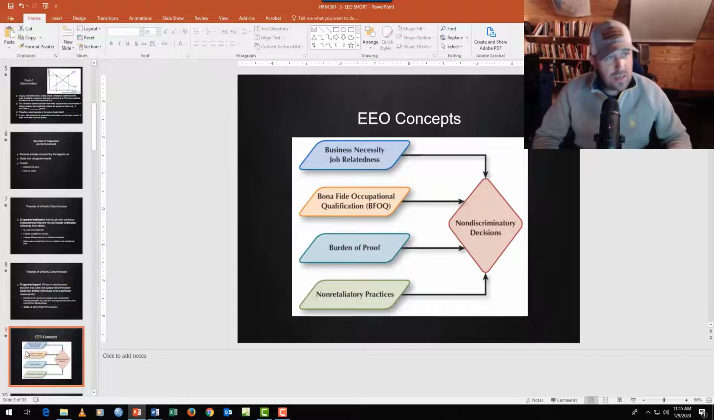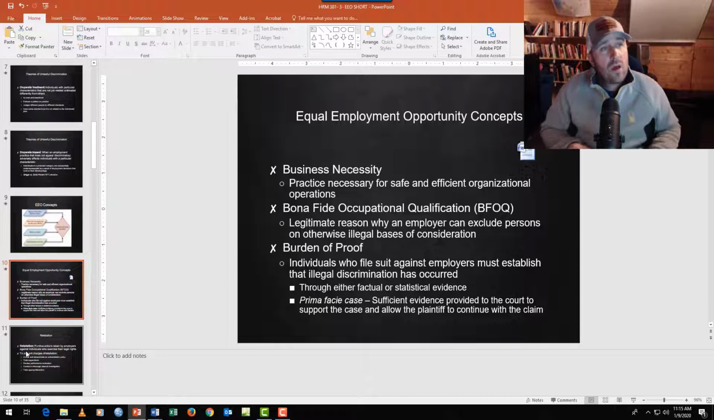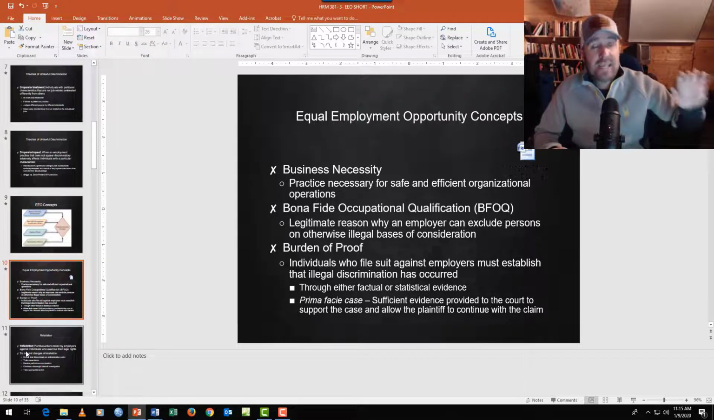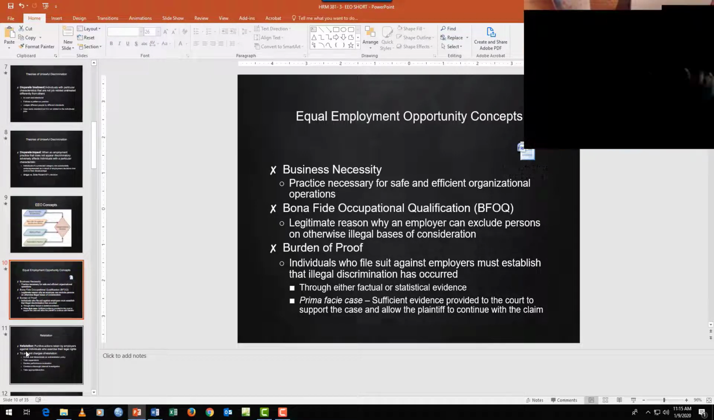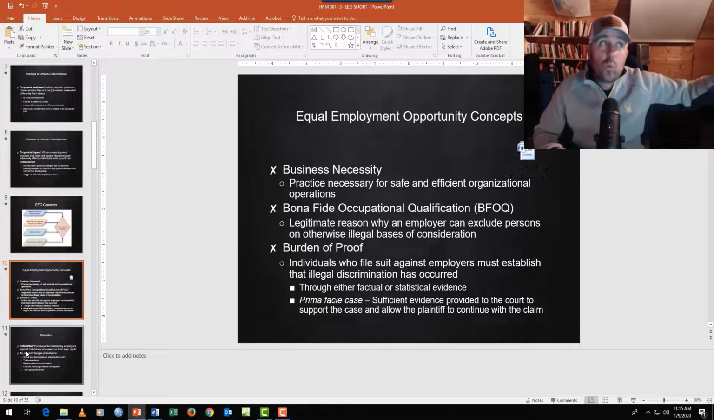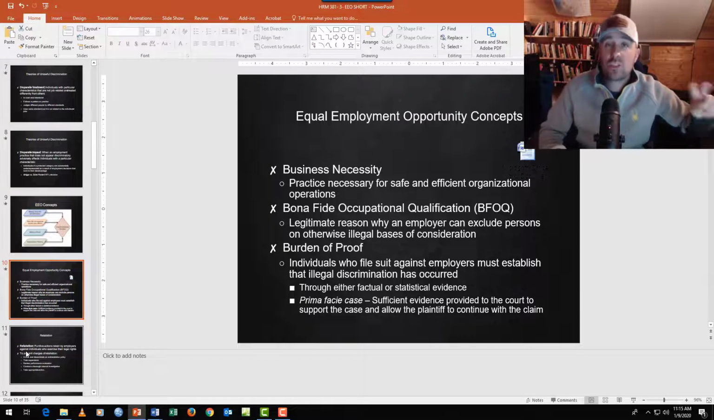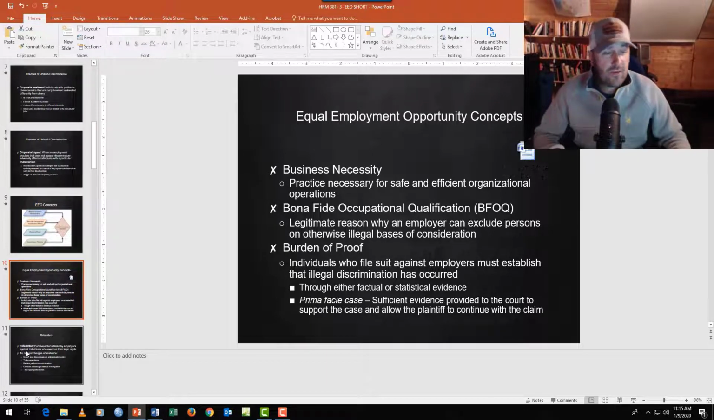Okay, a few EEO concepts. We'll run through each one of these so we get it. These are the big ones. So business necessity. You can think of it like this. There are basically two ways in which you can discriminate based on a protected category in a way that otherwise would be illegal, but there are two hall passes. There are two excuses that are legally justified. I'm not sure of a better way to say that. One of them is business necessity. So I'll give you an example of that.